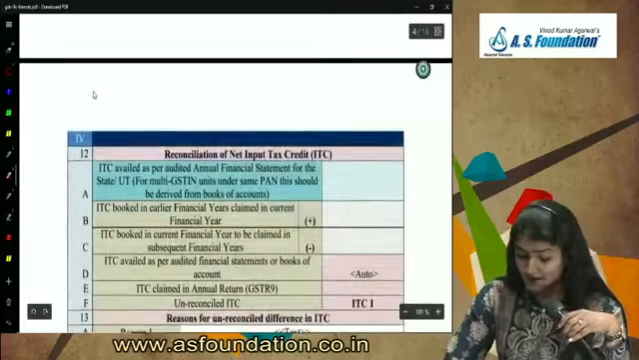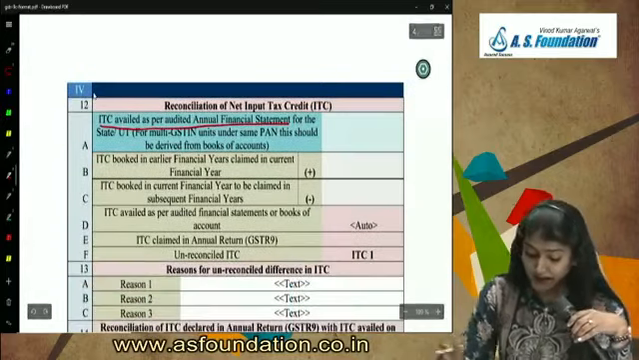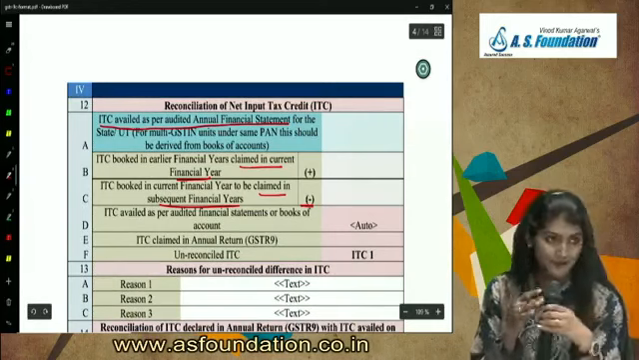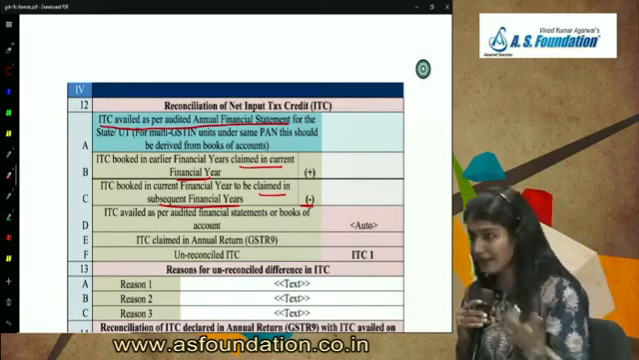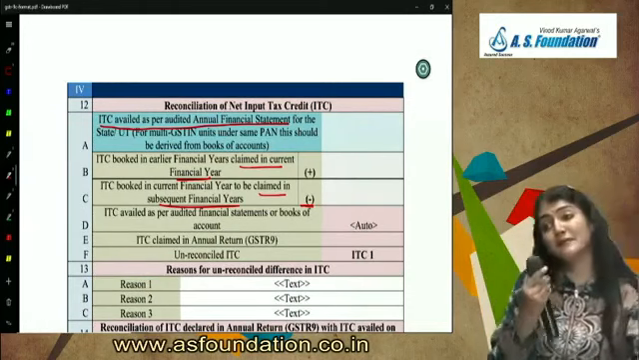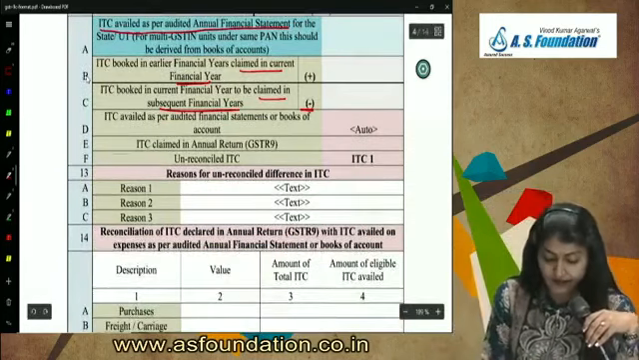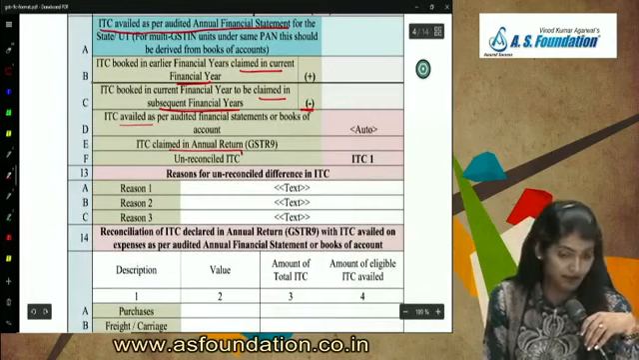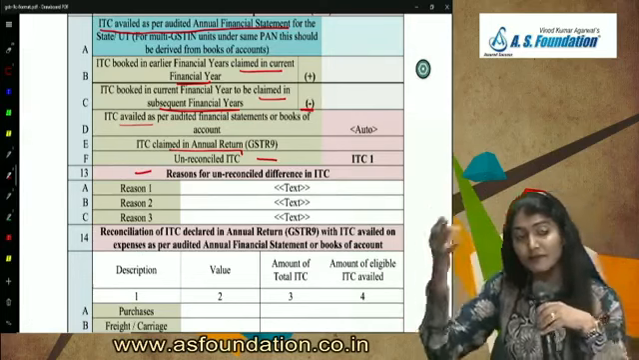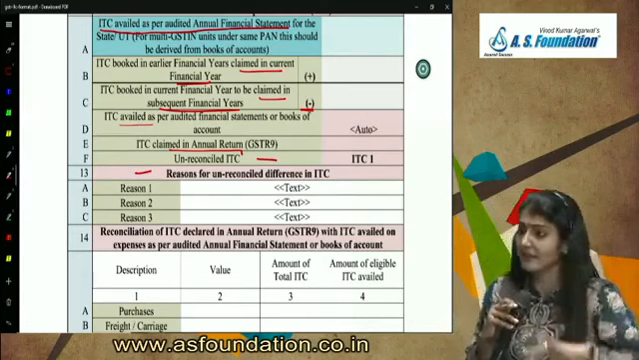Right, so again the ITC as per the audited financial statements. Then that which is to be claimed in the current year, add, which is to be claimed in the subsequent years, less. That will give you the ITC, right? Then ITC claimed in the annual return. Then difference and the reason, same thing everywhere. You calculate a number, you compare it with the number under GSTR9, then the difference and the reasons, right?